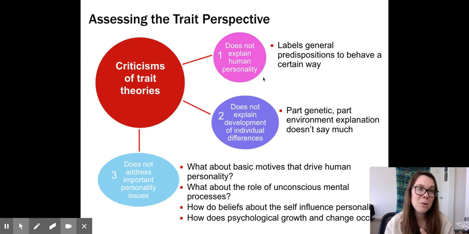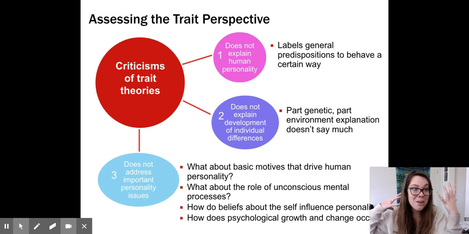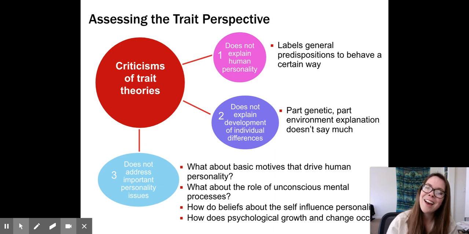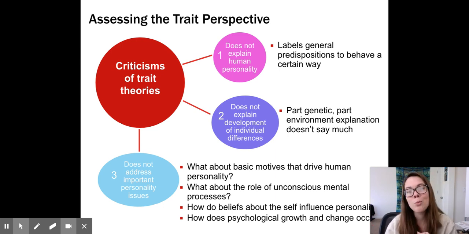It does not explain human personality. Trait theories give labels of general predispositions to behave a certain way, and essentially there's not enough answered with trait theory. It's only the biological sense. It does not explain the development of individual differences, so it's part genetic, but it doesn't say anything about environment, because that would be a whole different lens. And then people also say it does not address important personality issues. You can pick one that you would like to write down.